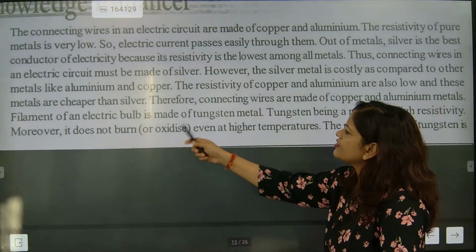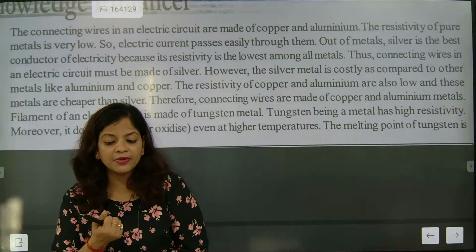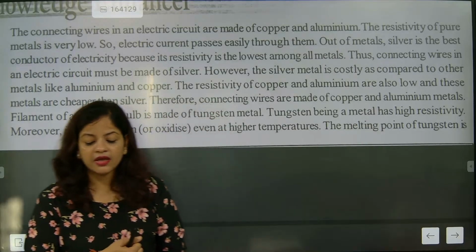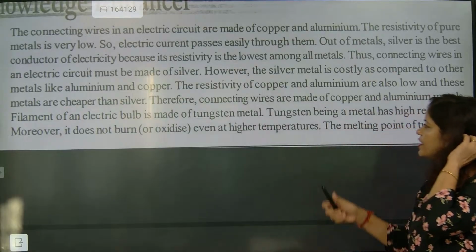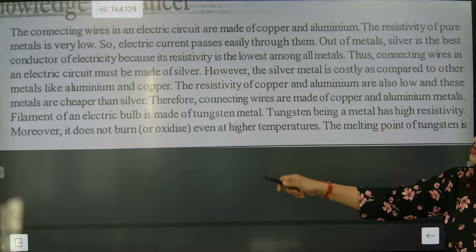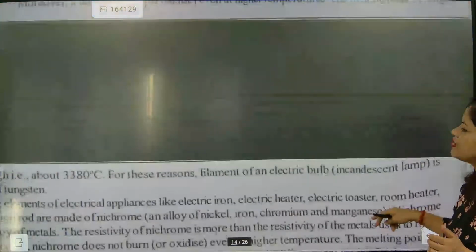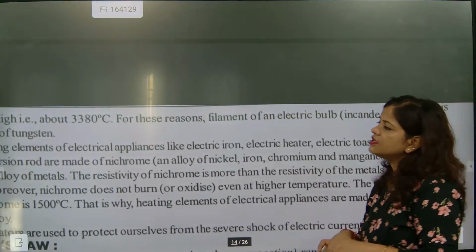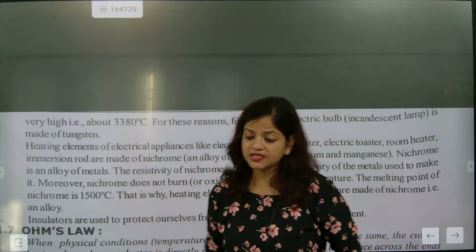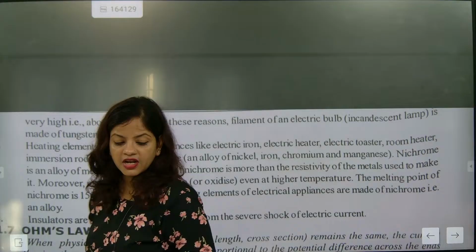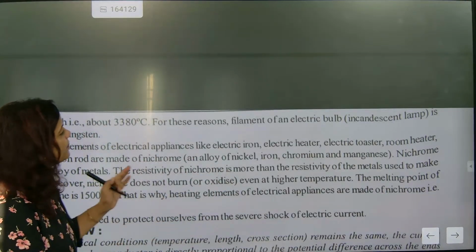Now the filament of an electric bulb is made with tungsten metal. Filament of an electric bulb is made with which metal, beta? Tungsten metal. Okay, ma'am. Diamond, carbon. So now look here. Tungsten, being a metal, has high resistivity, so it does not burn even at high temperature. So what is the melting point of tungsten, beta? The melting point of tungsten is very high. 3380 degrees Celsius is the melting point of tungsten. How much? 3380 degrees Celsius. W. Absolutely correct.